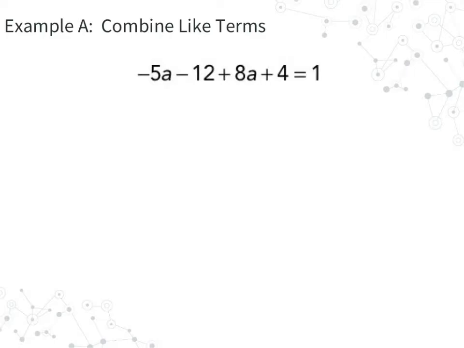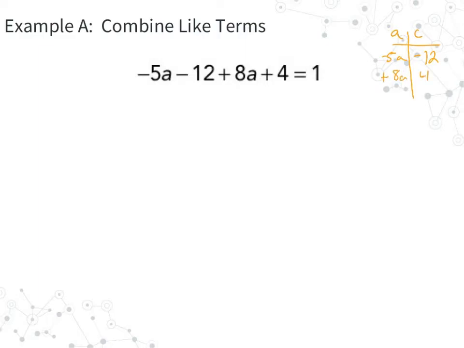I'm going to make my little chart. I'm going to have a's on one side of my chart, and I'm going to have constants on the other. So I've got negative 5a, that's going to be an a. I've got negative 12, that's going to be a constant. I've got positive 8a, that's going to be an a, and positive 4 will be a constant.